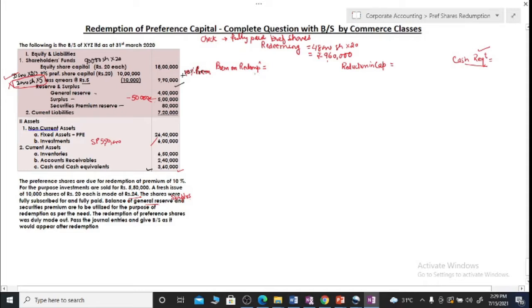Okay, now premium on redemption, we know it is 10%. So how much capital are you redeeming?